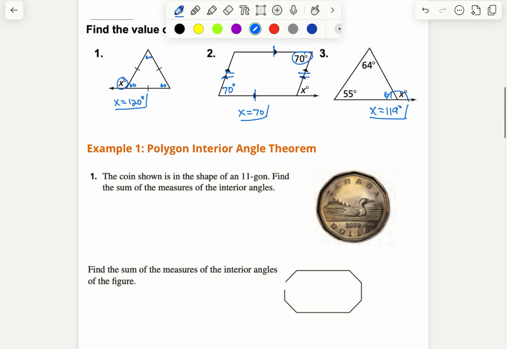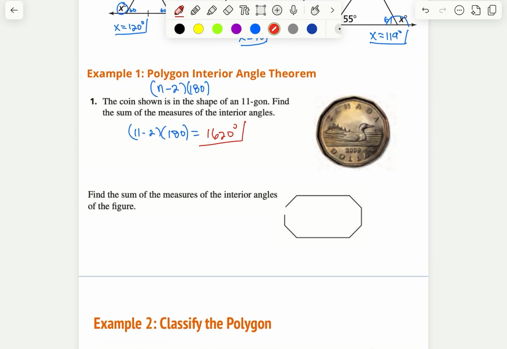Alright, next, example 1. Polygon interior angle theorem. The coin show is in the shape of an 11-gon. Find the sum of the measures of the interior angles. So in this one, we're going to use the formula of n minus 2 multiplied by 180. So we have here 11 minus 2 multiplied by 180. 11 minus 2 would give me 9, multiplied by 180 would give me 1620 degrees.